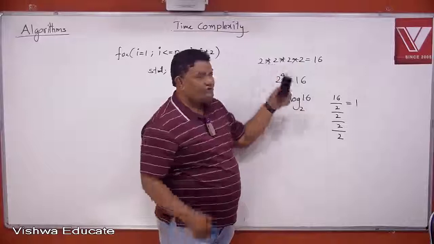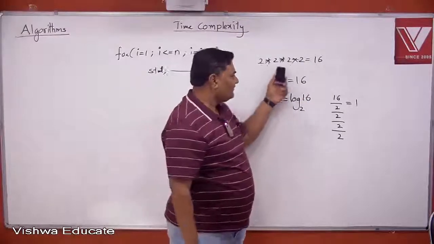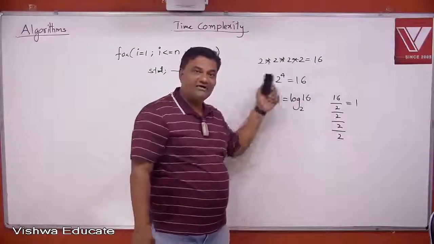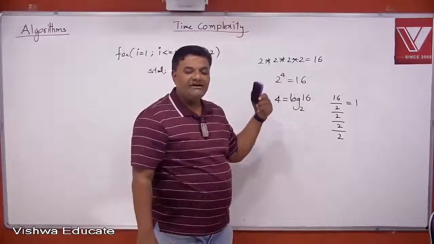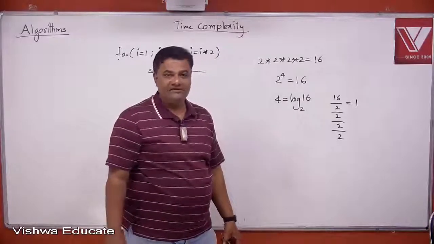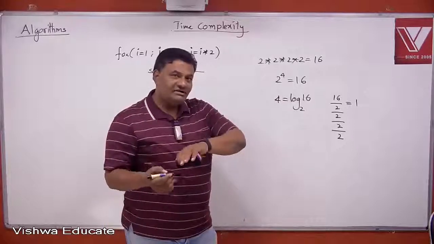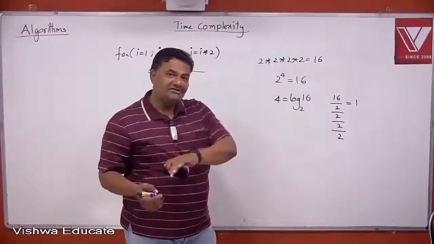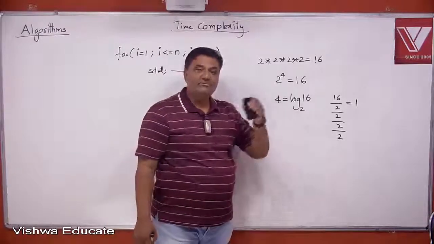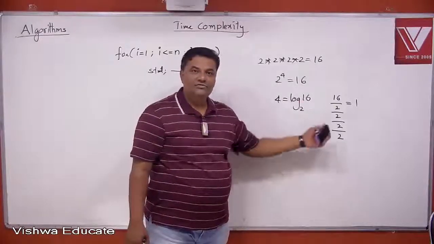Here, how many times should 2 be multiplied with itself to get the answer 16? 4 times. 2 power 4 is 16. Then 16 should be divided by 2 for 4 times to get the answer 1. So the inverse of power is log. Like addition inverses subtraction and multiplication inverses division, in the same way power inverses log. That's it. So log is like this.